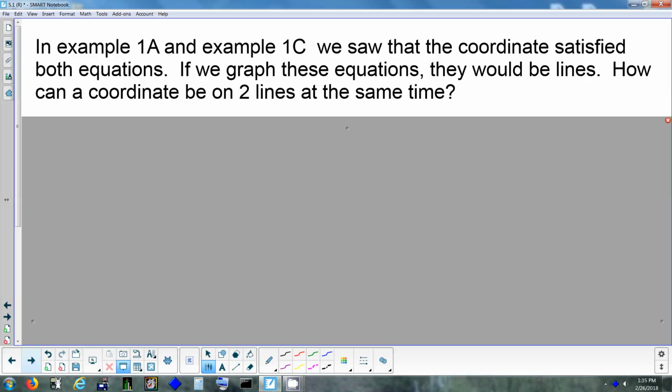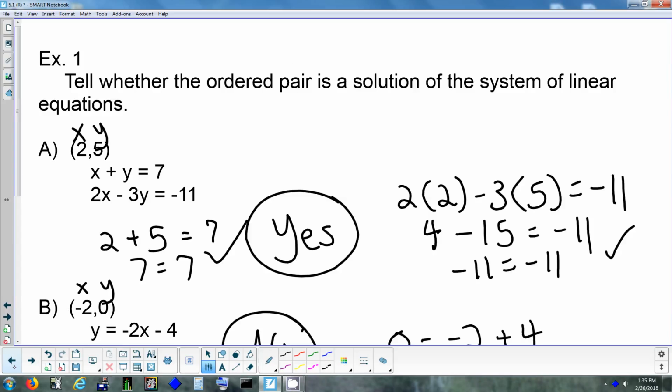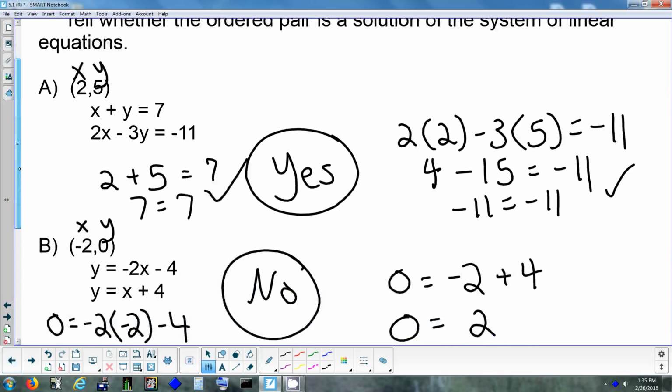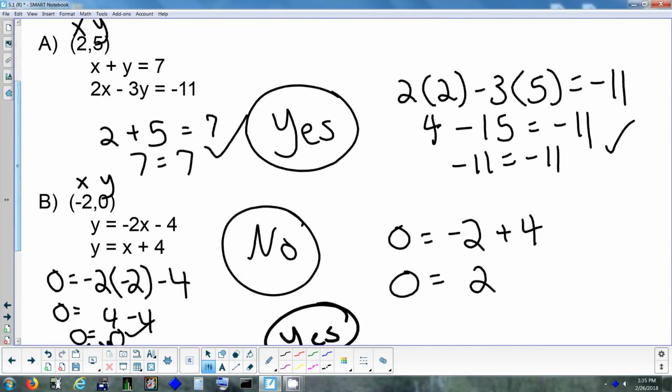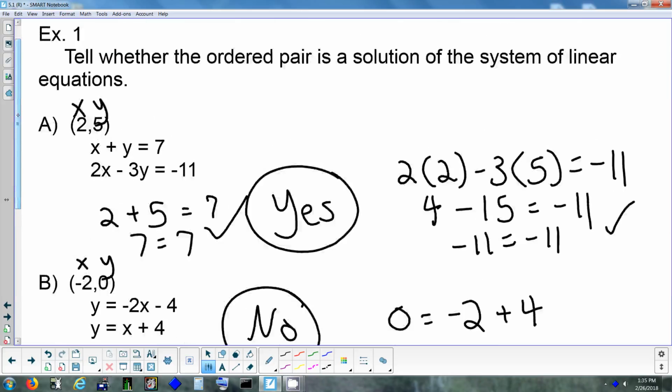In the examples that we just did, guys, this right here is not on your guided notes. It's just something to review. Which two examples worked? Which letters? So A and C. Because they worked, that means this coordinate, if you were to draw a picture of what I just pointed to, that coordinate would be on that line, and it would be on that line. It would be on both of them.